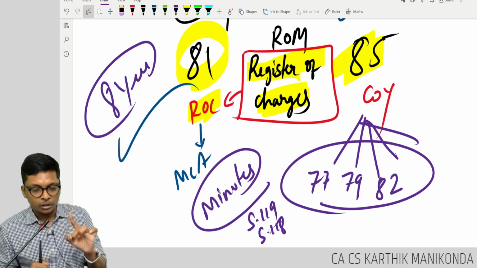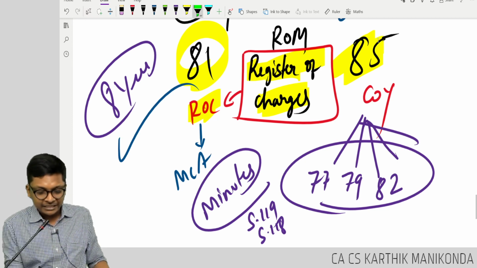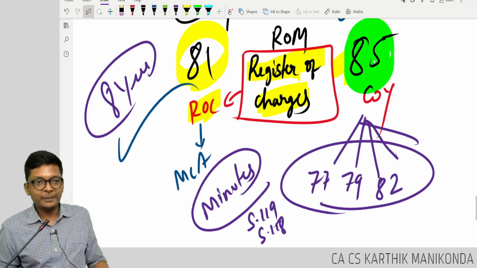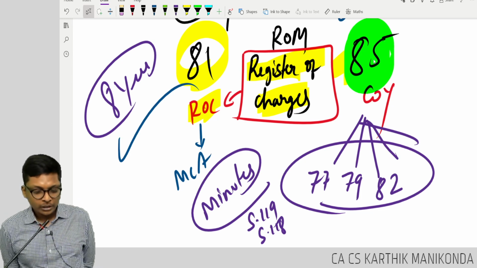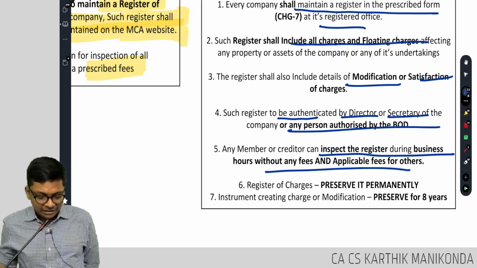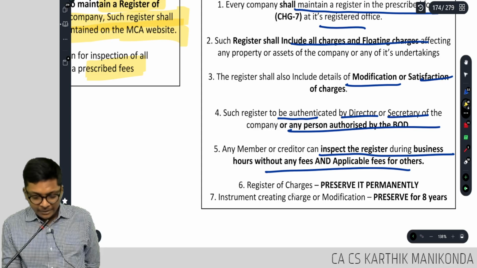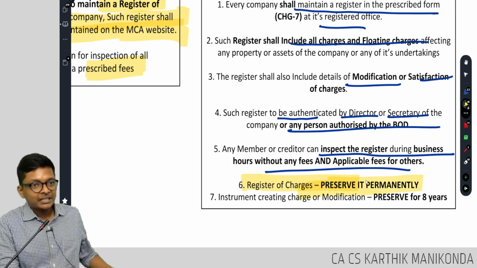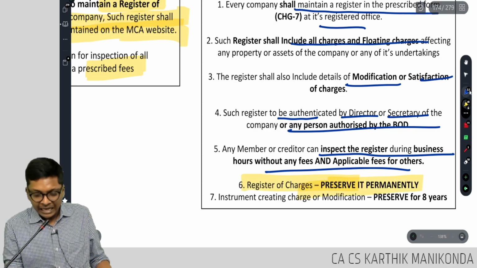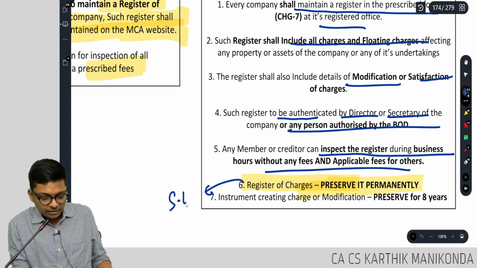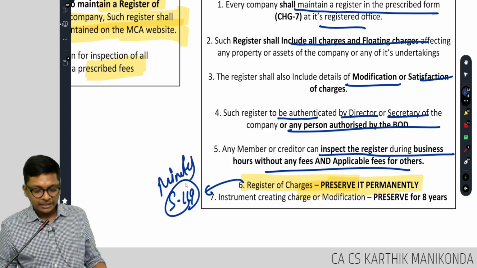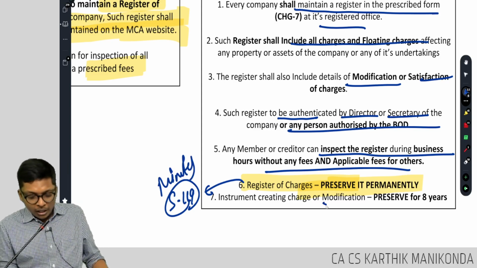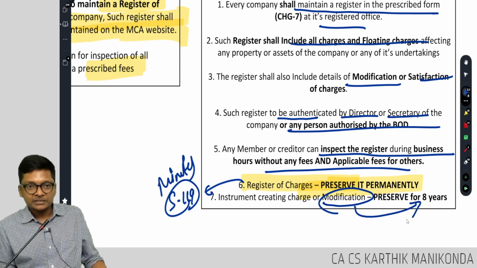That is not the only document. Even section 85 will be maintained permanently. That's it. Are you following, guys? So, what is maintained permanently, guys? Look at this. Preserve it permanently. Register of charge. And along with this, section 119, the minutes document is preserved permanently. But look at this. Modification and all, 8 years, okay.